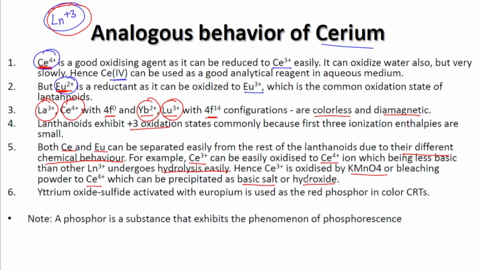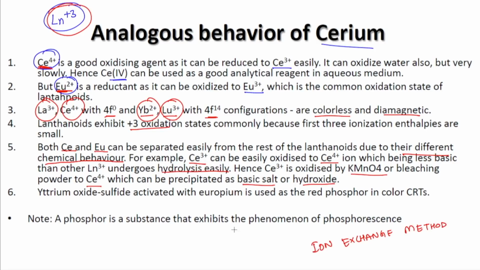In the same way, it's easy to separate out europium +2 because their oxidation states are different. Rest of them which are in +3 oxidation state, they can be separated by a method called the ion exchange method. Okay, ion exchange method.